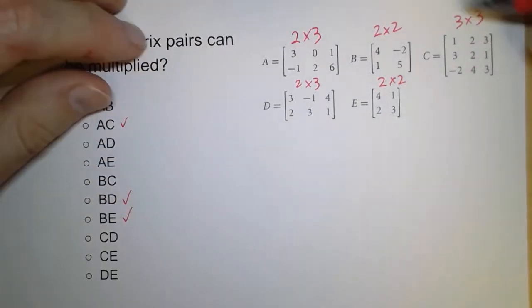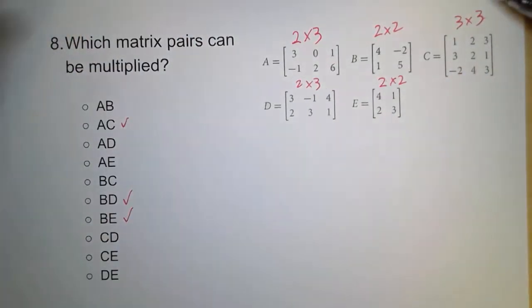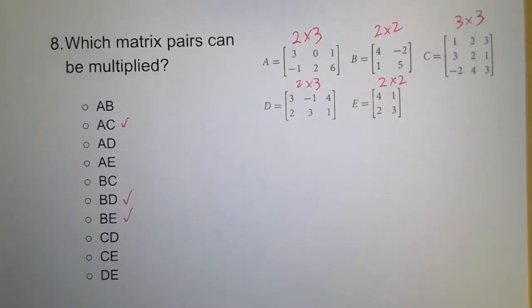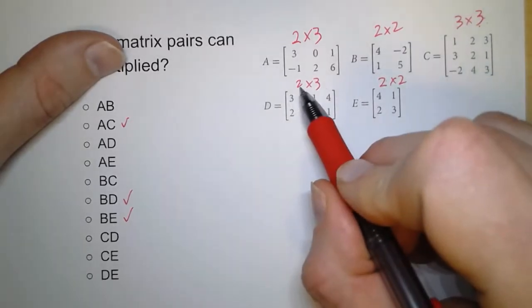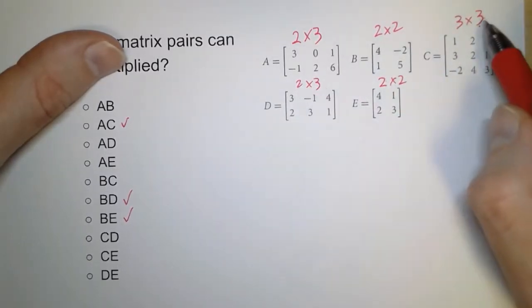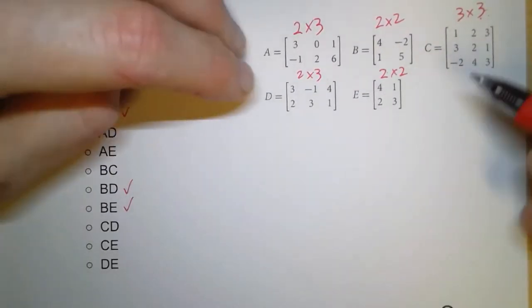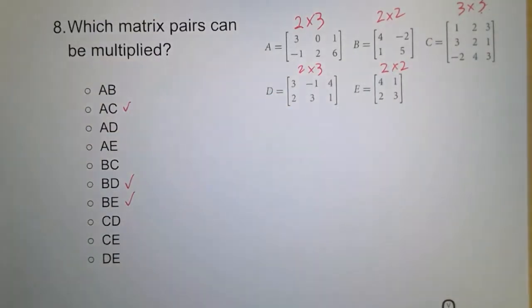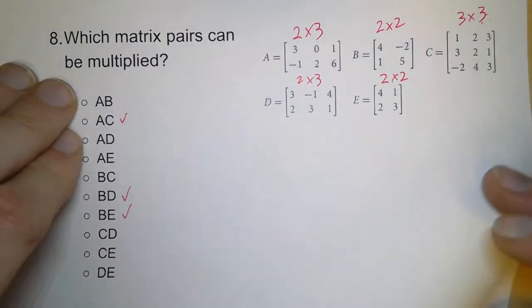Matrix C, can we multiply it by D? Nope, because this number here is not the same as that one. And remember, we have to read matrix multiplication in the order that it's written, because if we flip the order around, as we already saw, it'd be a different result. So I read matrix C like this, 3 by 3, and then matrix D, 2 by 3. So this number has to match that, and it doesn't. Same with C and E. And then finally, D and E, we have 2 by 3 and 2 by 2. Those two numbers don't match. So the only pairs that can be multiplied are AC, BD, and BE.